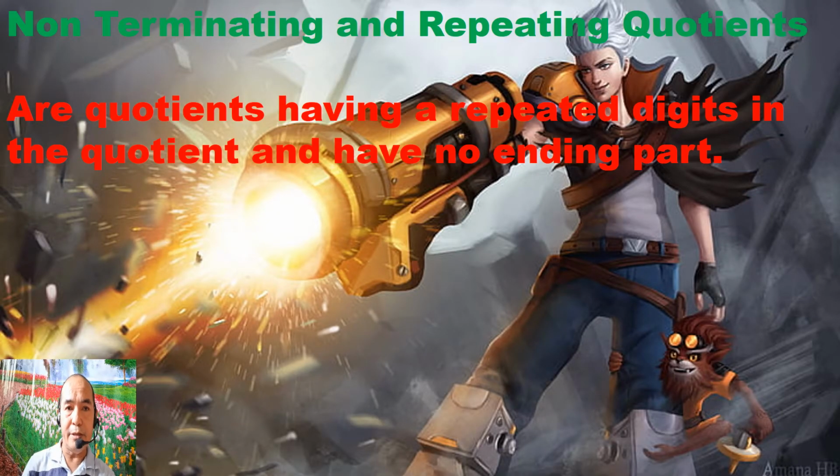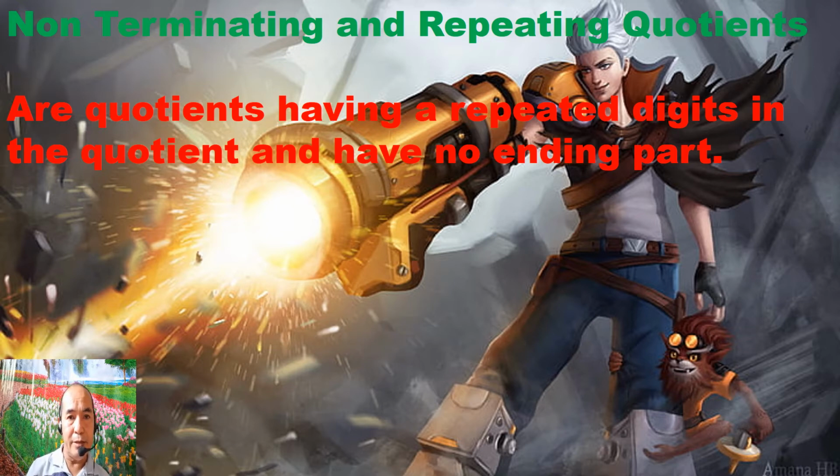Let's discuss non-terminating and repeating quotients. What is non-terminating? These are quotients having no ending part, meaning it will continuously have a remainder. No matter how long you go into the division process, it will not come up with an ending part. It is a never-ending division. This is what we call non-terminating.